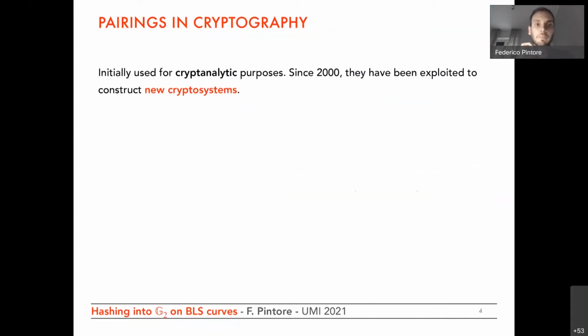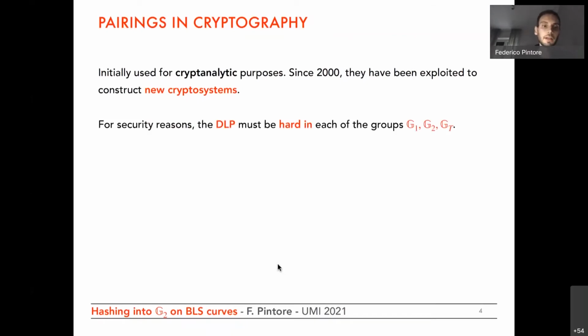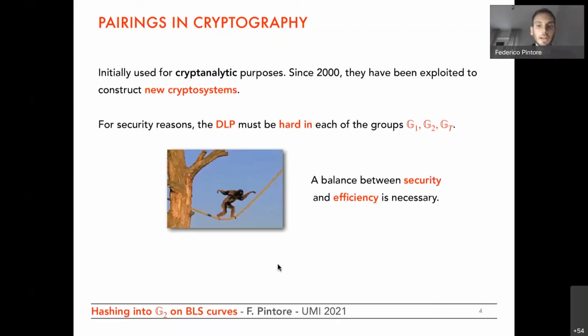Elliptic curve pairings were initially used in cryptography for cryptanalytic purposes. But then, since the seminal work of Antoine Joux in 2000, they have also been exploited to construct new cryptosystems. And most of the time, the security of these cryptosystems is guaranteed as long as the discrete logarithm problem is hard on each of the groups G1, G2, and GT. But cryptography is not just a matter of security, it's always trying to find a balance between security and efficiency.